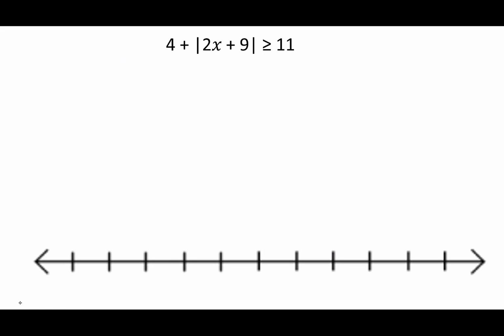Now, remember with our absolute value inequalities, we always isolate that absolute value first. Now, because this 4 is adding, right, or there's an addition sign, we know it's in between, it's not multiplying. Okay, it is a positive 4, so we are going to subtract it. That still leaves me with absolute value of 2x plus 9 is greater than or equal to, okay, 11 minus 4 is 7. Okay, so now I've got my absolute value isolated, so I can set up my two inequalities.